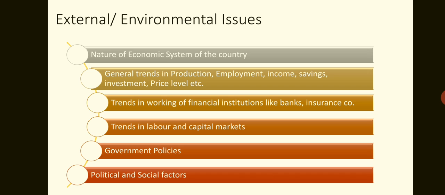So external or environmental issues like nature of economic system of the country. For example, in our country right now recession is going on, so what will be our decision at this time? The business should not invest where our money gets blocked. So external and environmental issues are focusing on such decisions like general trends in production, employment, income, savings, investment, price level, etc. Like in such COVID-19 situation, people tend to invest less and save more.